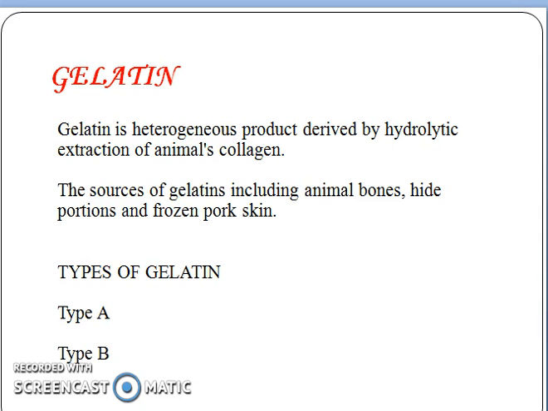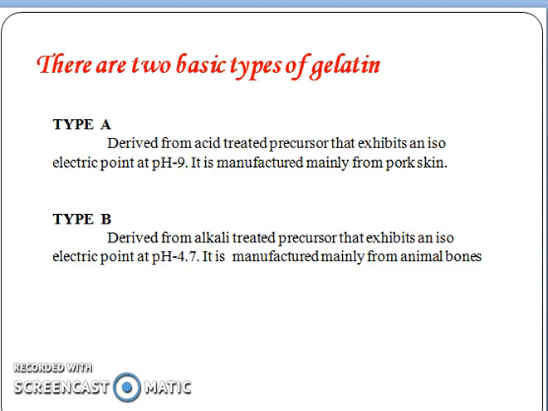Now we'll talk about gelatin. Gelatin is a heterogeneous product derived by hydrolytic extraction of animal collagen. The sources of gelatin include animal bones, hide portions and frozen pork skin. There are basically two types of gelatin, type A and type B. Type A is derived from acid treated precursor that exhibits an isoelectric point at pH 9. It is manufactured mainly from pork skin. Type B is derived from alkali treated precursor that exhibits an isoelectric point at pH 4.7. It is manufactured mainly from animal bones.